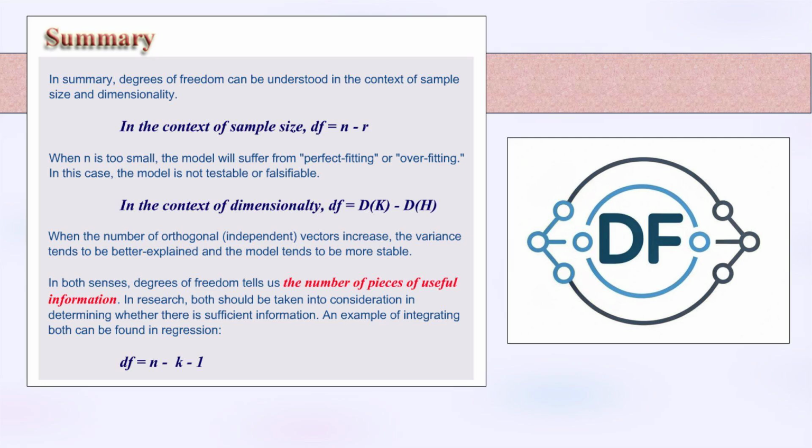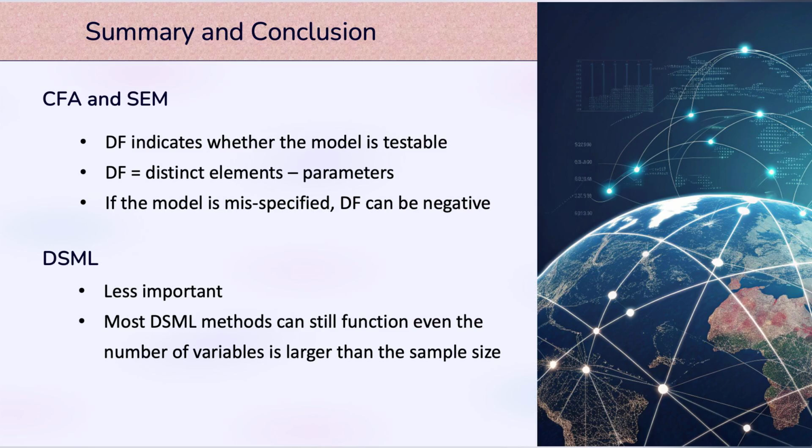In research, both should be taken into consideration in determining whether there is sufficient information. An example of integrating both can be found in regression, which is df = n - k - 1. In the context of confirmatory factor analysis and structural equation modeling, df is an indicator of whether the model is identifiable or testable. df is calculated as the number of distinct elements minus the number of free parameters to be estimated. If the model is highly misspecified, meaning that there isn't sufficient information, then the degrees of freedom could be negative.